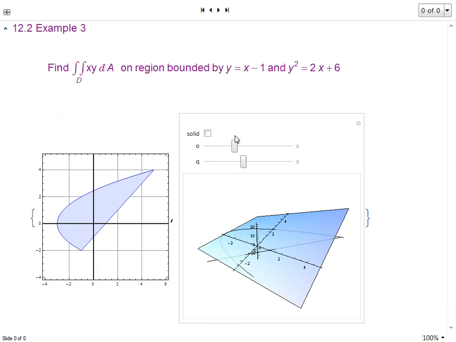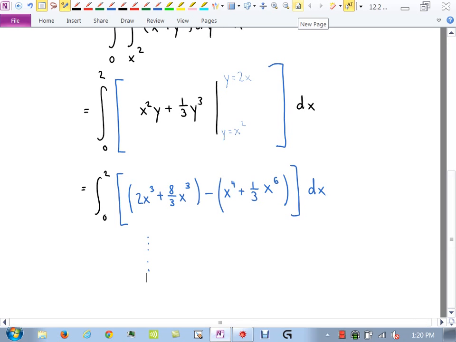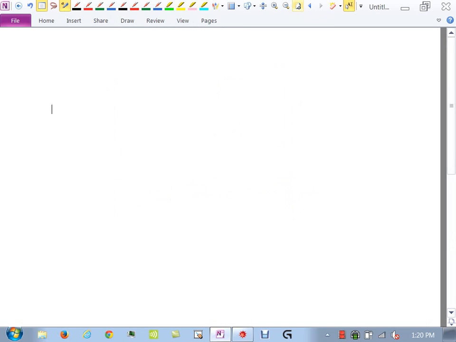All right, so here's the example. I'm going to get to the notes. I'll come back to this. Again, I'm going to act like I don't know what it looks like. So we're trying to find the double integral over D of xy dA on the region bounded by y equals x minus 1 and y squared equals 2x plus 6.